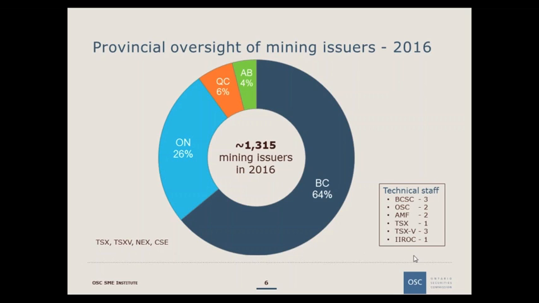Because of the number of mine issuers that we have oversight on, there are approximately 12 technical staff at the various regulatory agencies. The BC, Ontario, and Quebec commissions have 7. The exchanges and IIROC, the Investment Industry Regulatory Organization of Canada, has 5. And as an aside, the Alberta Securities Commission has 4 oil and gas technical reviewers.